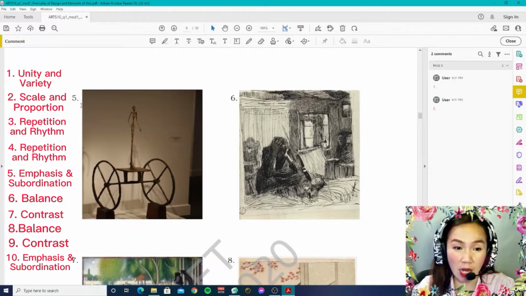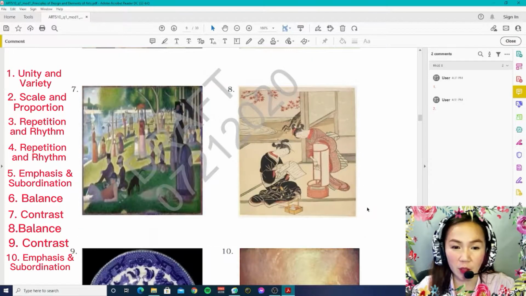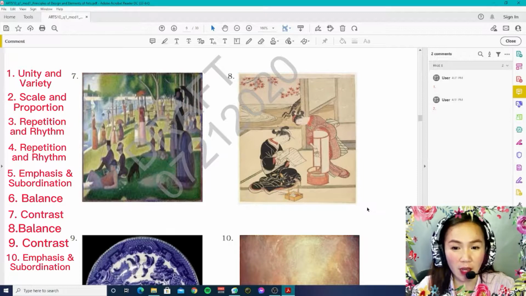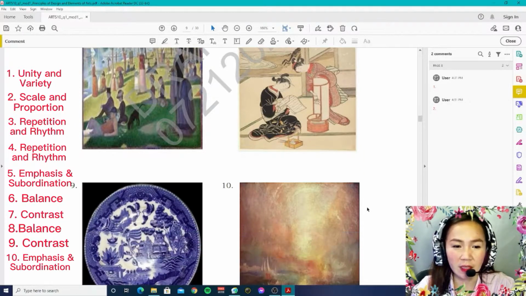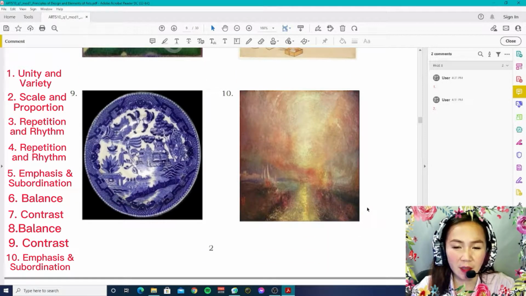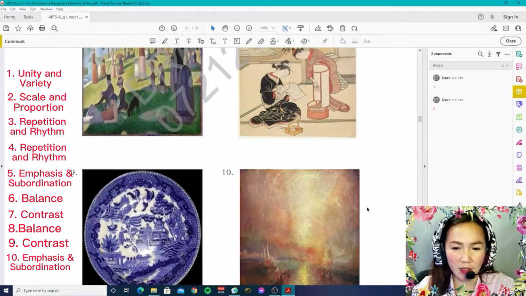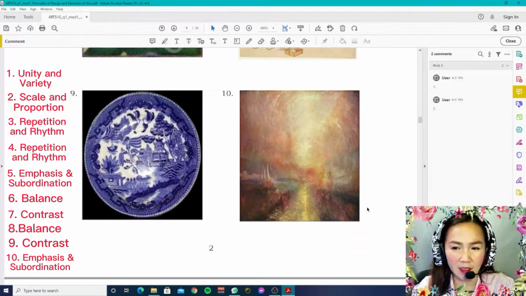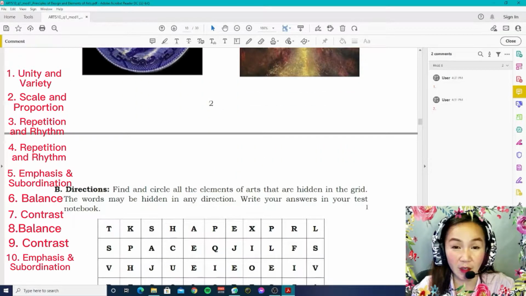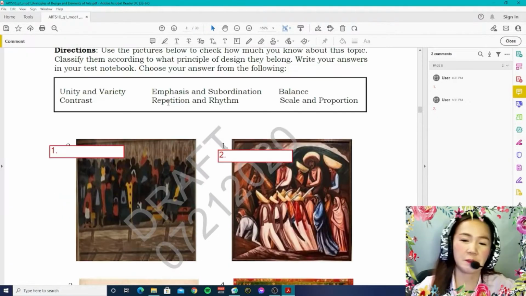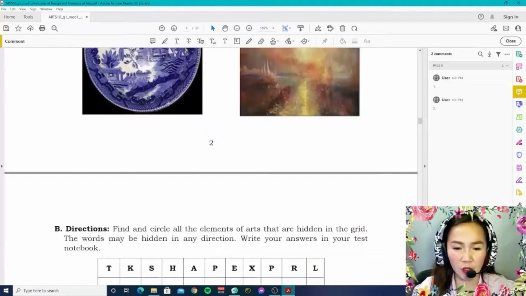Sculpture itong isa. Number 5. Now, drawing itong number 6. Number 7. And number 8. Number 9 and number 10. Okay? So, yan. Okay, tapos na kayo? Let's move on to the next one.